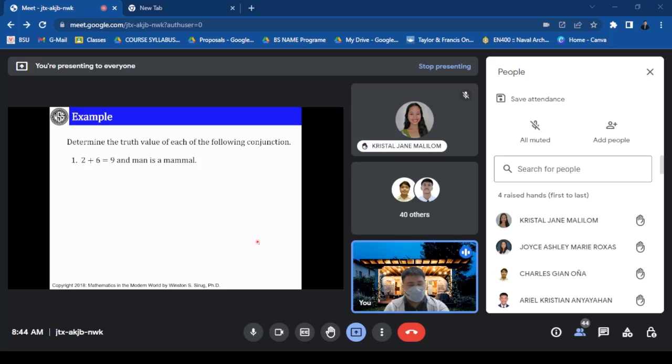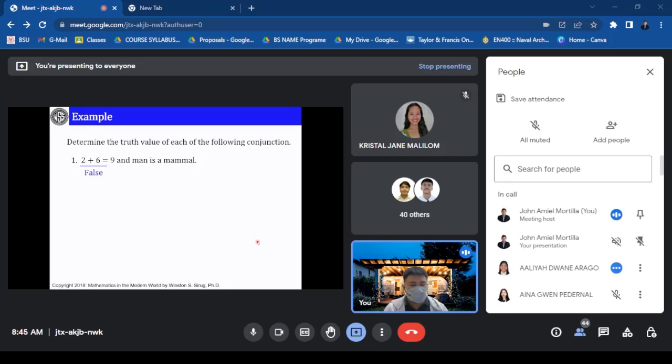Okay, so anyway, tama si Crystal. So, 2 plus 6 is not equal to 9, which is false. And man is a mammal is true. So, sabi ng ating conjecture, kapag gumamit ng and, dapat ang ating first and second statement is true. So, which makes our compound statement false. So, number 2, Manny Pacquiao is a boxing champion and Gloria Macapagal Arroyo is the first Philippine female president.